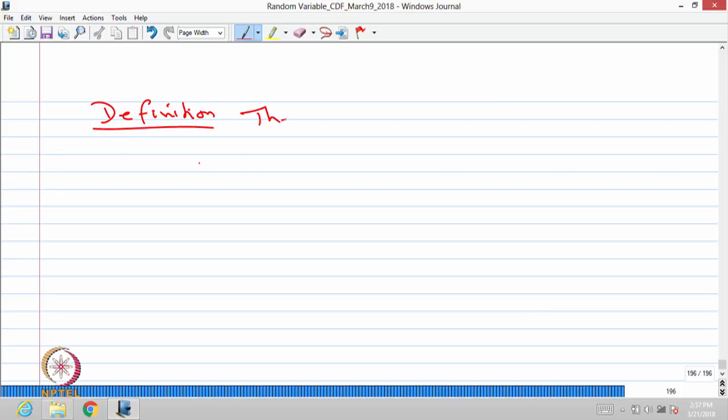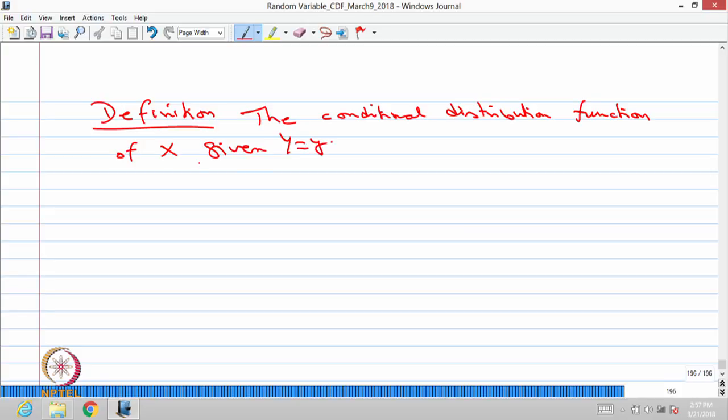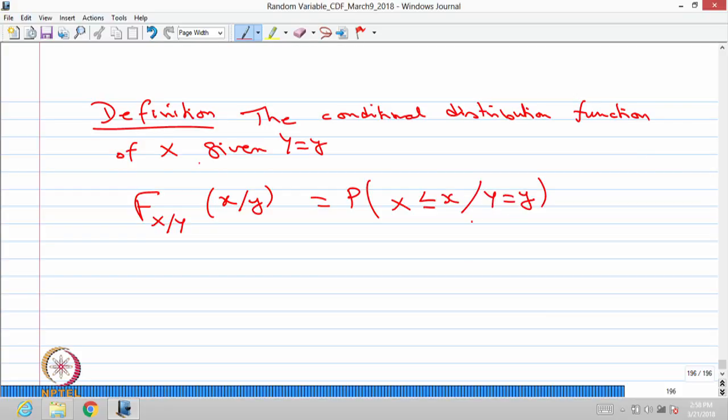That is the conditional distribution function of the random variable x given the other random variable takes a value small y, that is capital F. This is the conditional distribution, that is x given y. This is also a function of x given small y, that is the same as the probability of x taking a value less than or equal to x given y takes a value small y.